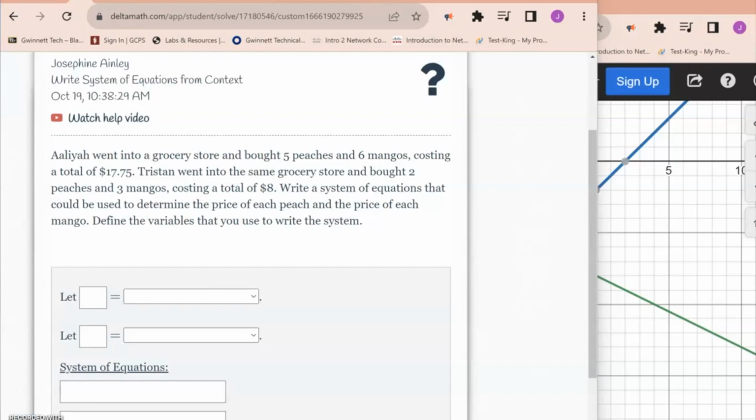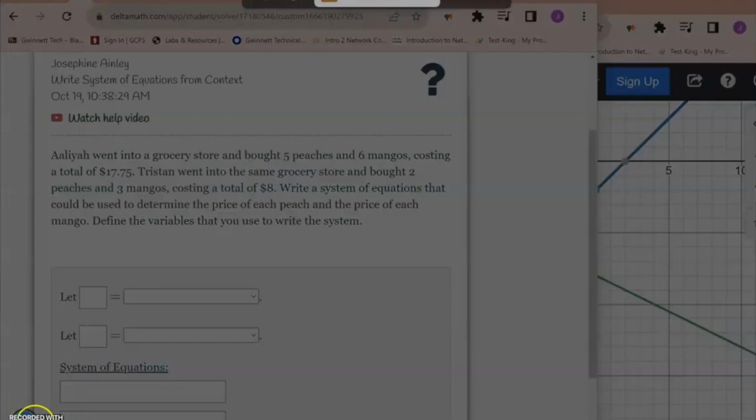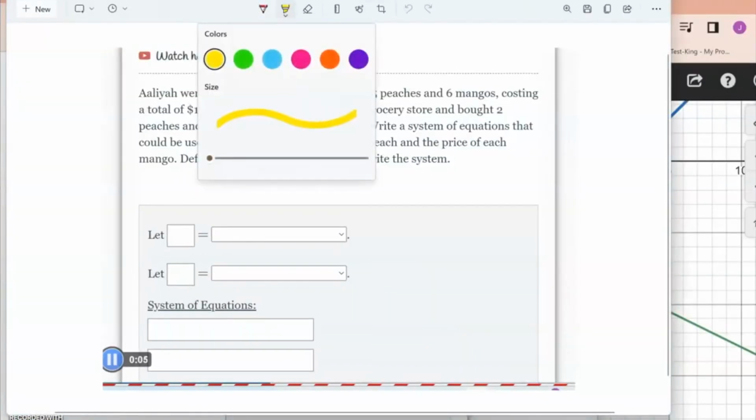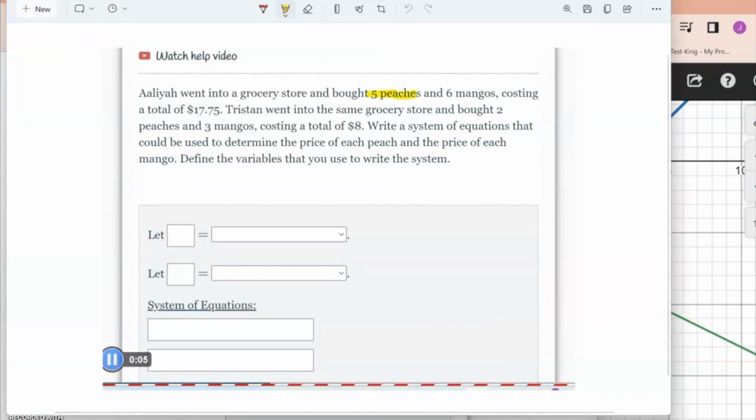All right, so the other kind of question that you can get is one with 6 numbers. So 4 numbers, you line up money, money, money. 6 numbers is even easier. All right, so let's find our numbers real fast. Here's my number. What is 5 peaches? What is 6 mangoes? Total of the cost. 2 peaches, 3 mangoes. Total cost is 8. So you can see 1, 2, 3, 4, 5, 6. All right, so six numbers.